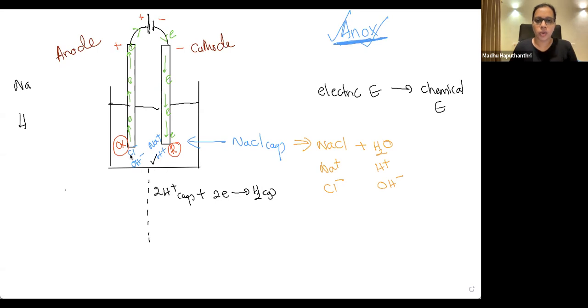Then when it comes to the anode, Cl minus and OH minus, both of them can undergo oxidation. Theoretically, both can. But Cl minus is a halide, coming from the halogen chlorine. When there is a halide, definitely the halide ion is oxidized. For O level, that is enough.